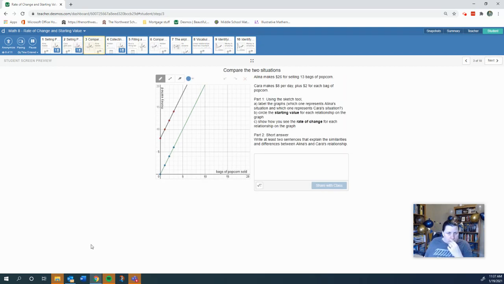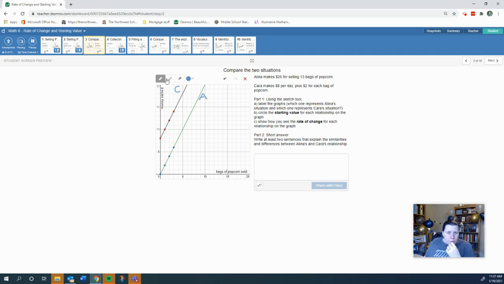Next. So here we see those 2 graphs and the points show up for us. Using the sketch tool, label the graphs, which one represents Alina's situation and which one represents Kara's situation. Because of the monitor that I'm on, I can't use my stylus, so I'm just going to have to do it like this. So this one is C. That's for Kara. This one is A for Alina.